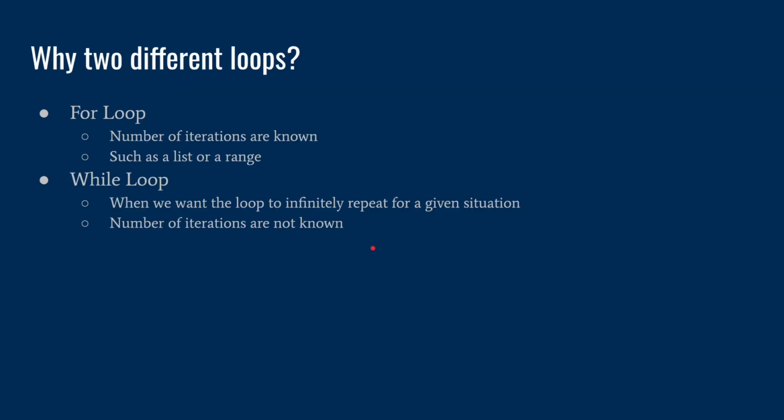So why do we use two different loops? We use the for loop when we know the number of iterations that we want, such as using the range function where we define the number, or we know what we want to go through, such as in a list where we want to go through each of the elements. However, in a while loop, we want the loop to repeat for any given situation, and the number of iterations is not known. It simply repeats until a certain situation is satisfied or not satisfied.